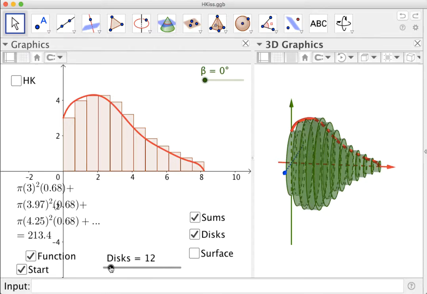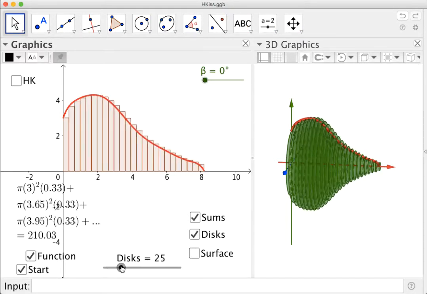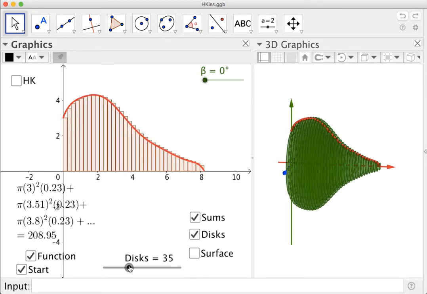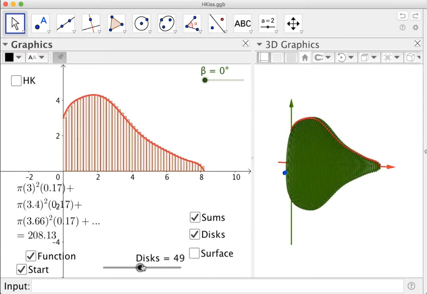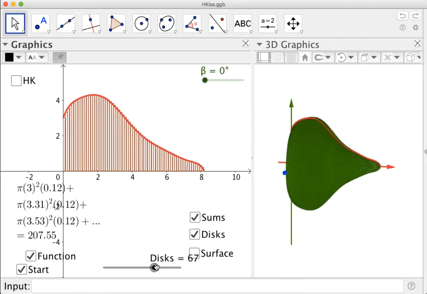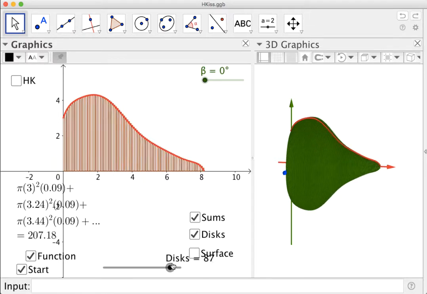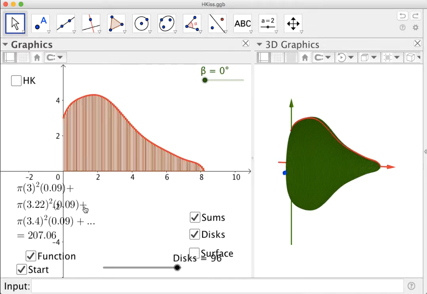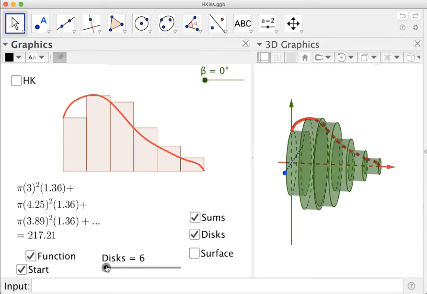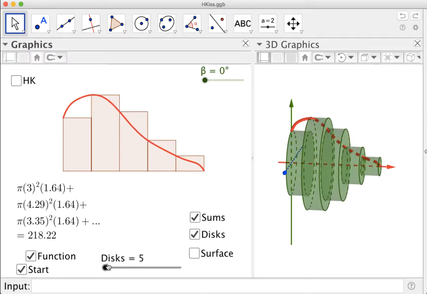And so again, as we increase the number of disks, we're going to get a better and better measure of the volume of this Hershey's Kiss. And you can see what we end up with here is these sums. Let's go back here where we have just 5 disks. And the height of this first rectangle is equal to 3.